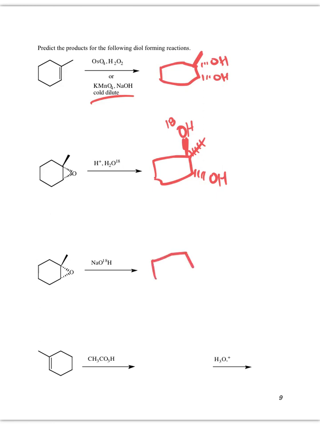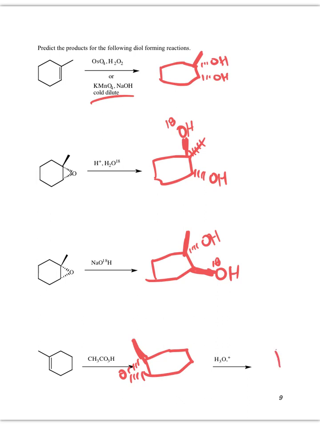Hydroxide adds to the less substituted carbon because it's a straight SN2 coming from the backside to give us the oxygen 18. And then the peracid gives us the epoxide. And then opening it up with the acid gives us the antidiol again.